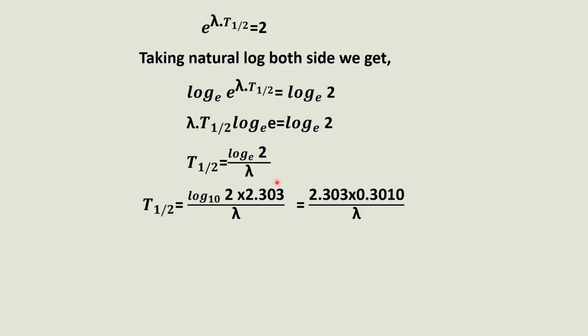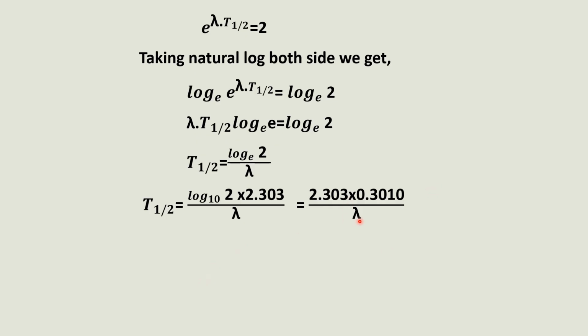So directly we put the log 2 value, that is 0.693. So t half is equal to 0.693 by lambda, or we can also write it like this: t half is equal to log base 10 of 2 into 2.303 by lambda. So 2.303 into 0.3010 by lambda. That is the value of log base 10 of 2.